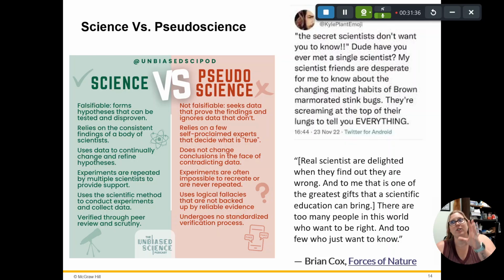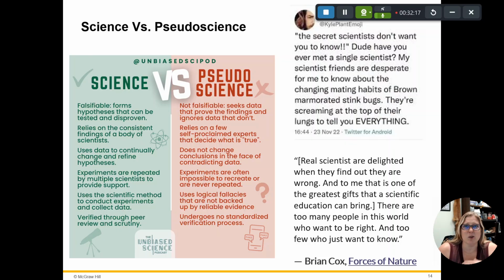So you need to know the difference between science and pseudoscience, or what is good science and what is questionable. Okay? One, science has hypotheses that can be tested or disproven. Again, I don't like the word proven, but that's okay. This was a really good chart here. Science relies on a consistent body of findings from different scientists. We use data to continually change and refine our hypotheses. Your hypothesis is never set in stone. It's never done, okay? Experiments are repeated, and your research is available for other instructors, other students, other scientists to repeat themselves, okay? They use the scientific methods, and then they verify their research through peer review and scrutiny.